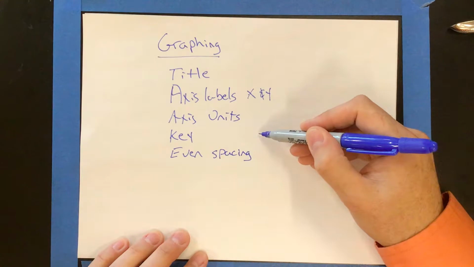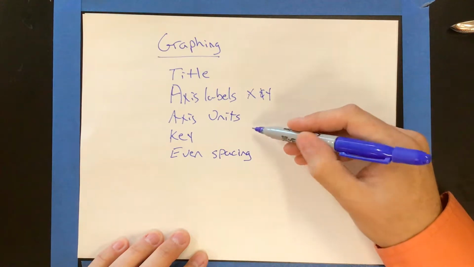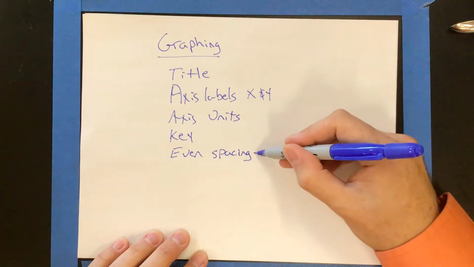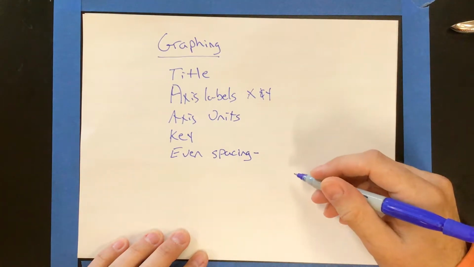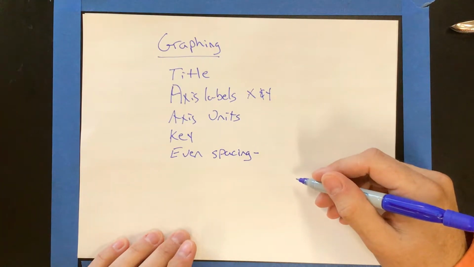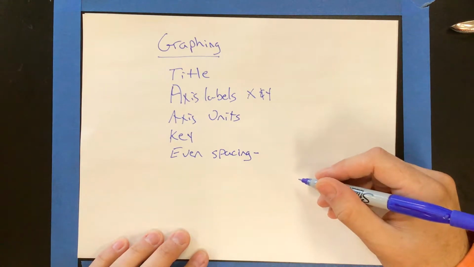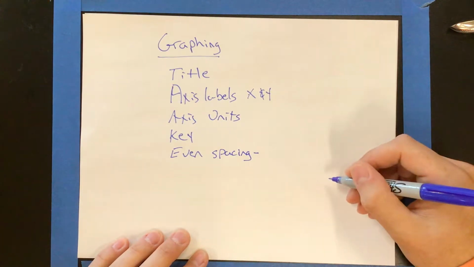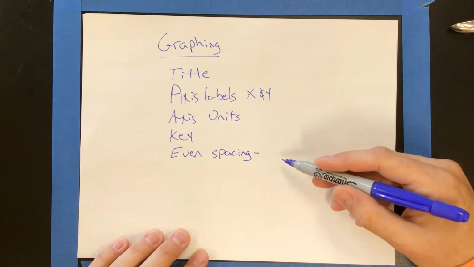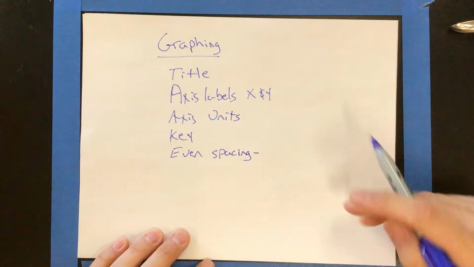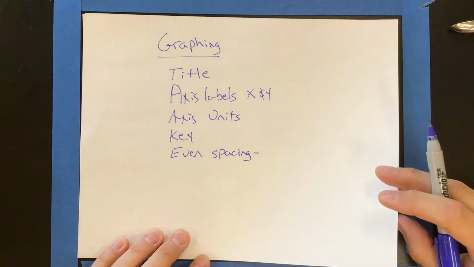Some sort of key, especially when we have multiple lines on there, in even spacing or even increments. So if you're making your X and Y axis and you're using one block equals 10, one block always needs to equal 10 on that X axis. Then on your Y axis, you can have a different spacing, but it has to be even. So let me show you how I would like you to set up graphs for me.